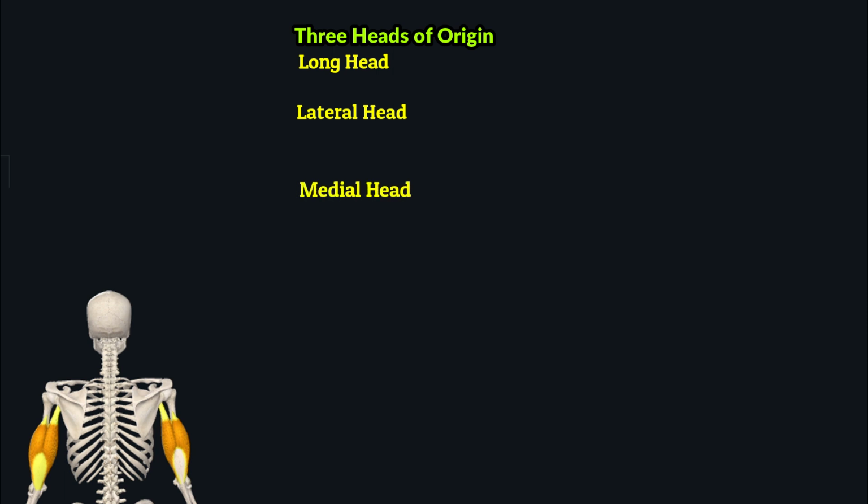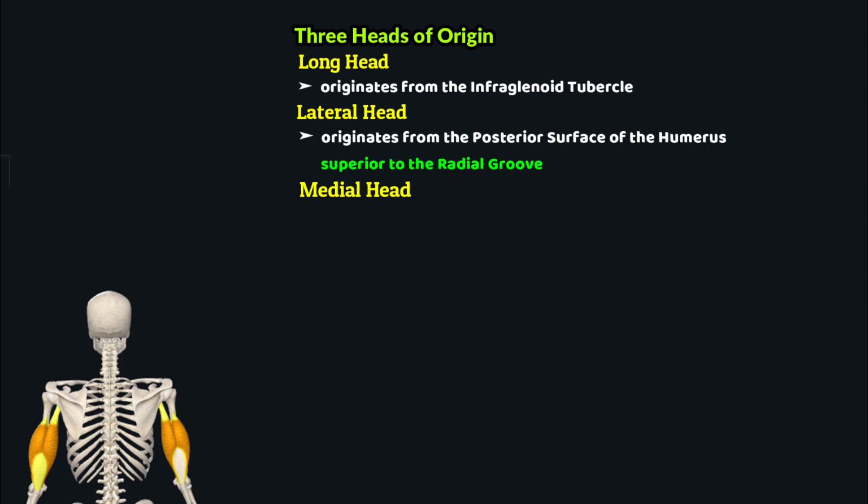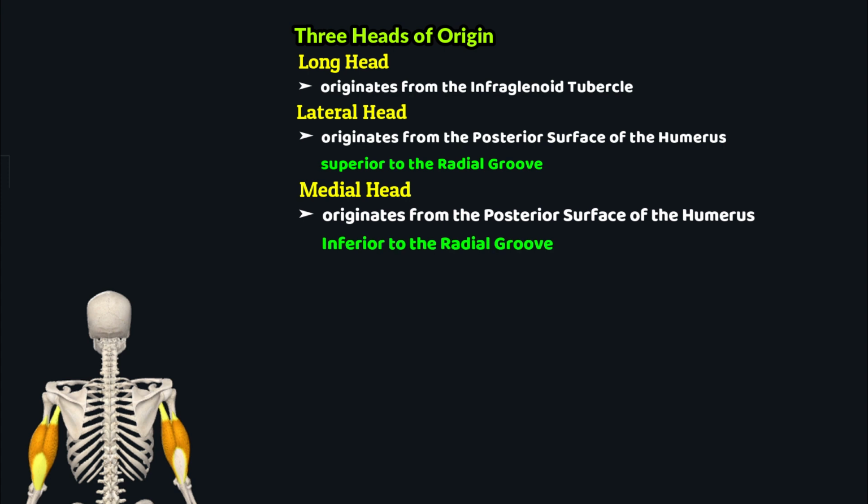Now let's give a quick review to all these points which we studied about the triceps brachii muscle. So the triceps has three heads of origin: a long head, a lateral head, and a medial head. The long head originates from the infraglenoid tubercle of the scapula. The lateral head originates from the posterior surface of the humerus superior to the radial groove. And the medial head originates from the posterior surface of the humerus inferior to the radial groove. This muscle then inserts through a single tendon onto the proximal end of the olecranon of the ulna.